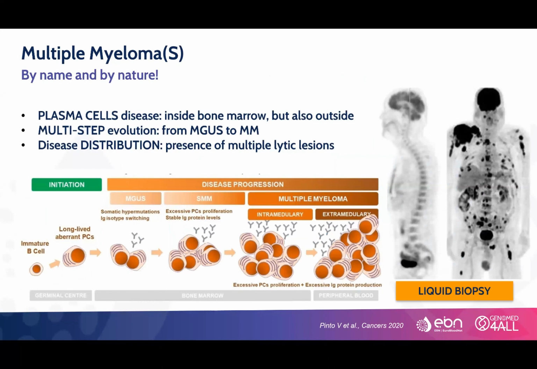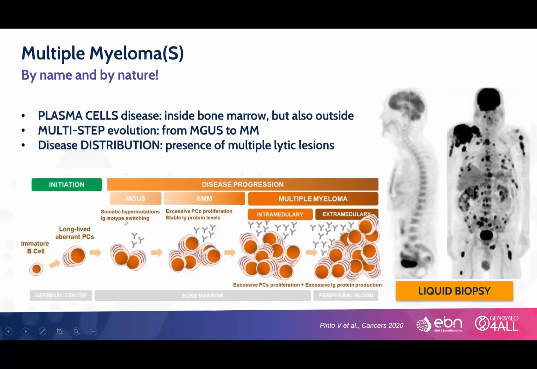So, starting from a brief introduction, multiple myeloma is, by name and by nature, multiple, since generally the disease is considered as multiple diseases due to its very high heterogeneity. Multiple myeloma is a plasma cell disease, so it is characterized by an uncontrolled proliferation of plasma cells, which are terminally differentiated cells inside the bone marrow. But more recently, increasing attention has been paid also outside the bone marrow, since these cells and also other circulating markers might disseminate and distribute the disease also in other districts different from the bone marrow.